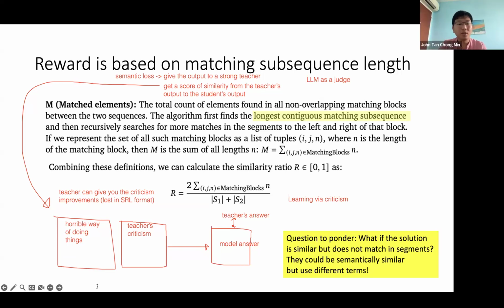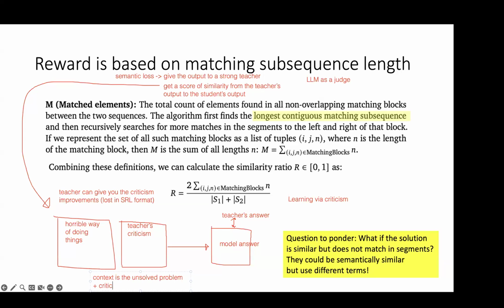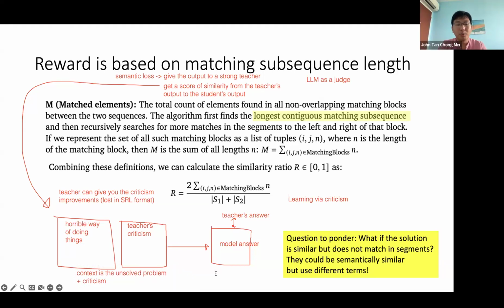Oh, that. So instead of having normal problem context, your context is the unsolved problem plus the criticism, and then your output is the solved problem. So essentially you are giving it a new set of training data that starts halfway from the solution with a criticism, and the output is the solved problem. So you are trying to train it.